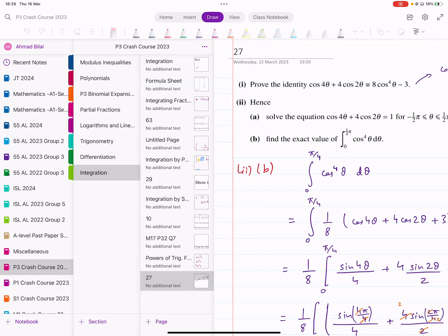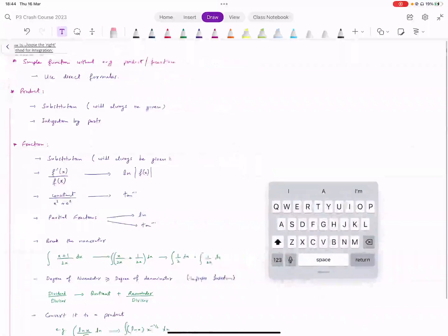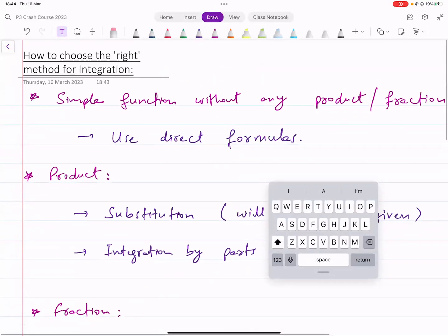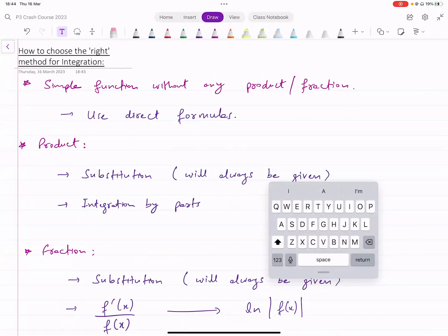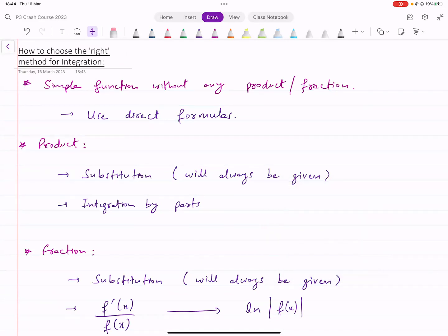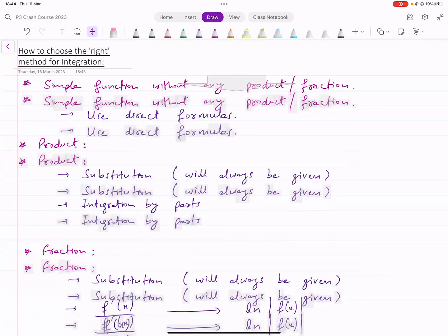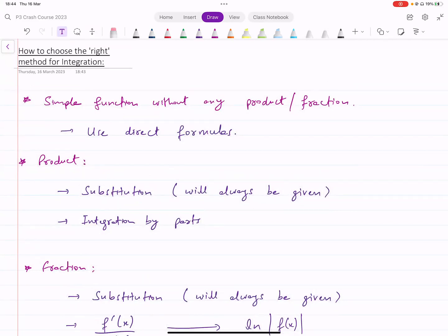First of all, you should let me know if you have any problems, either from the worksheet or from any of the recent papers. This is what you can actually use to decide which method you should be using to integrate a function. Now, there are three primary cases, three main categories of functions you could have.